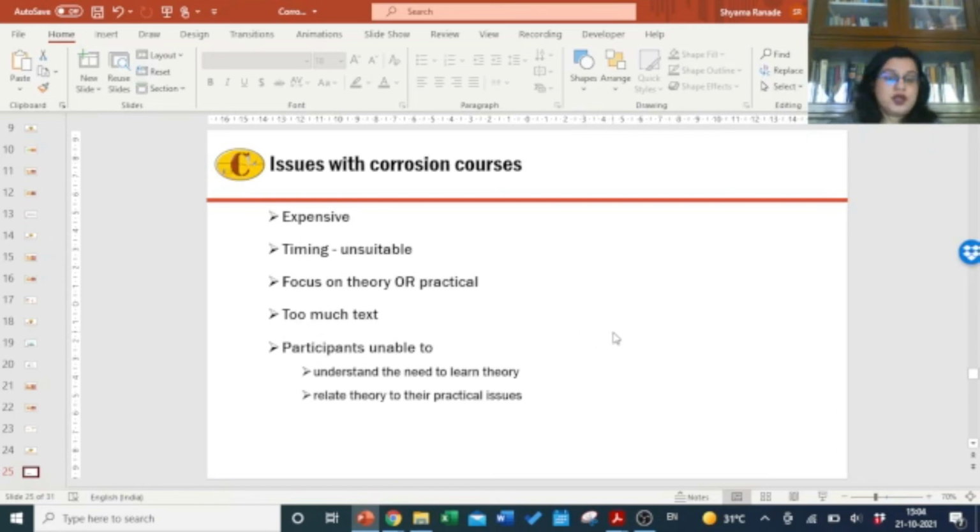I have been conducting corrosion courses for almost a year now, and there are a few things that I observed. One, most of them are really expensive, so it's not possible for everyone to afford them. Next is the timings. If they are live courses, even when I conducted the courses, the timings were really not suitable for everyone.